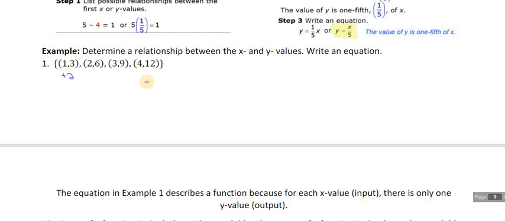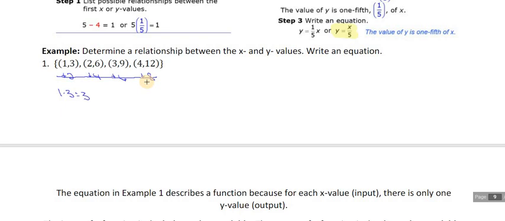But then the second ordered pair, to go from 2 to 6, you have to add 4. Then to go from 3 to 9, you have to add 6. To go from 4 to 12, you have to add 8. Due to the fact that we're not adding the same amount to our x every single time to get y, it's not addition. So let's look at multiplication. Well, 1 times what number is 3? Well, 1 times 3 equals 3.